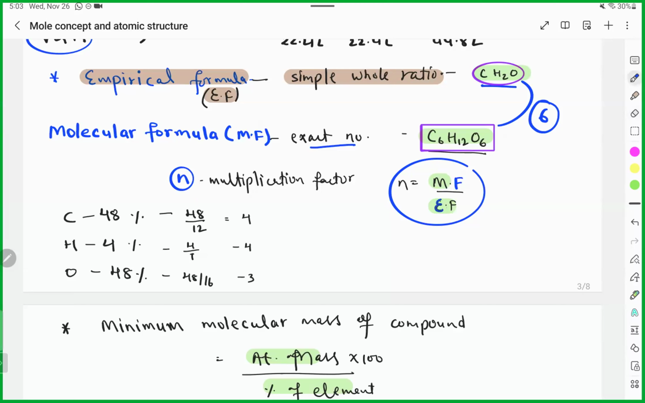Empirical formula is the simple whole ratio. So what is the n? In this case, n is 6. Correct. How to get it?